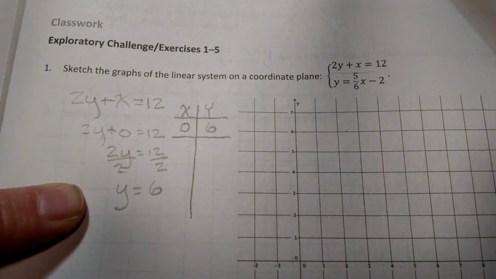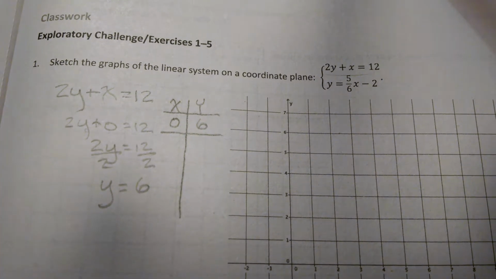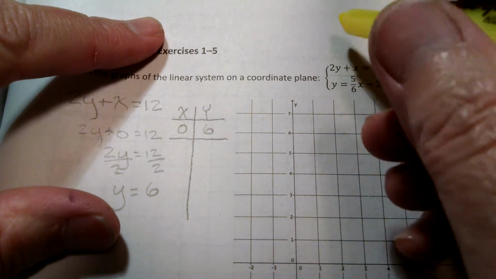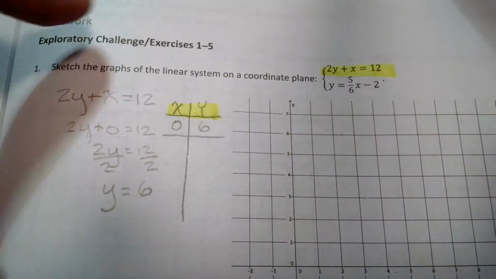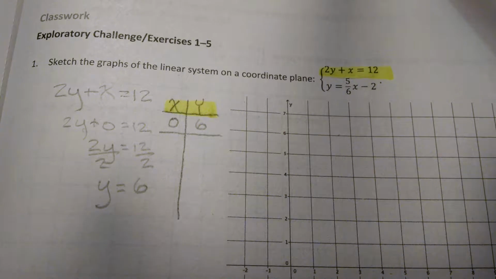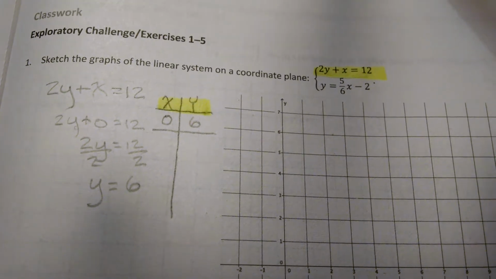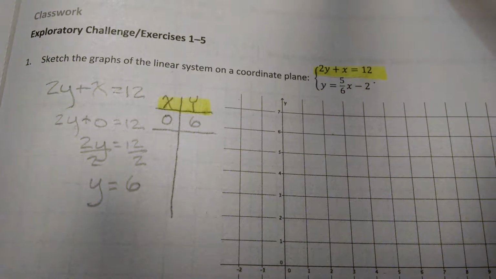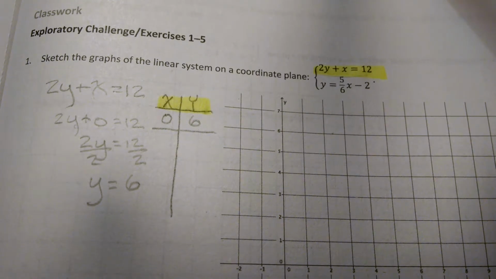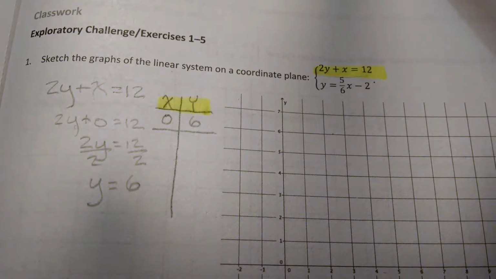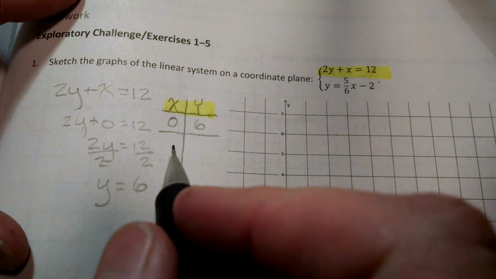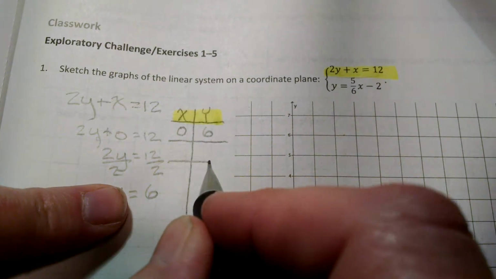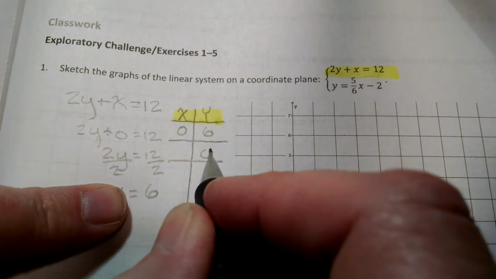Okay? Let's keep this first equation the yellow one. Maybe I have another color we can color for the other one. So, go ahead and make yourself a table for both of these and graph them. I'll get one more point here. I'm going to go with when y is equal to 0.